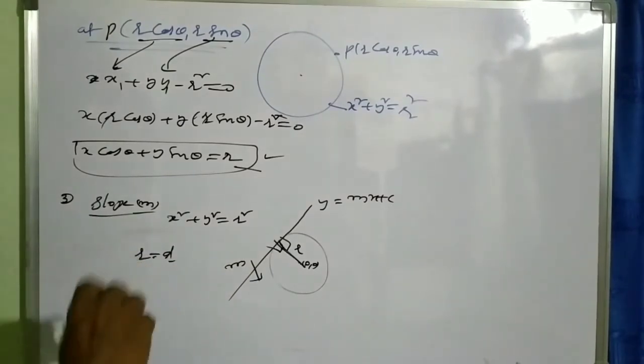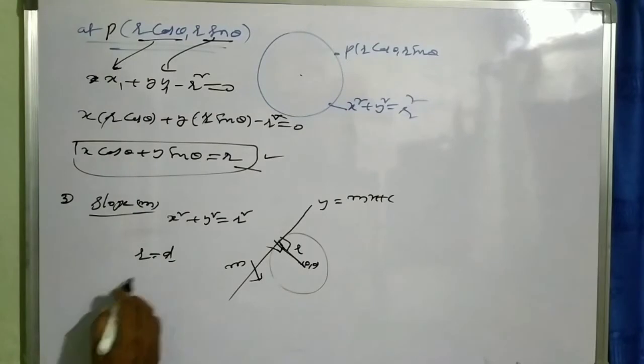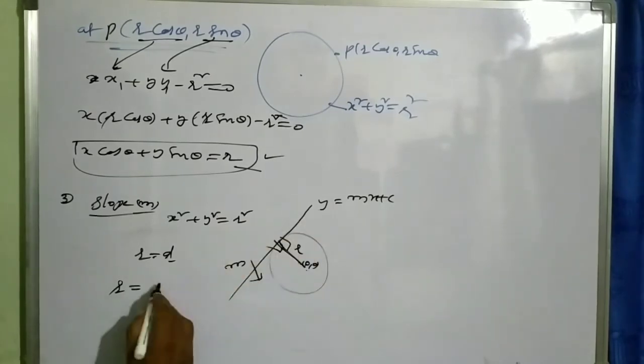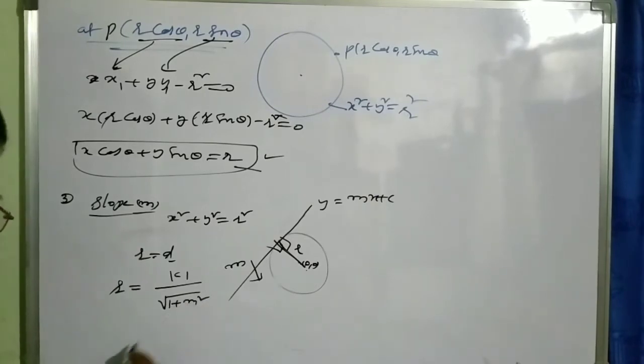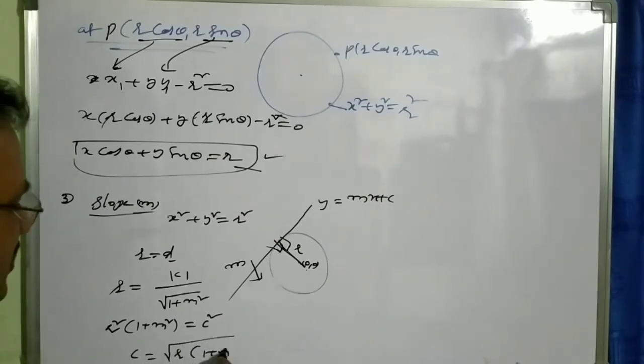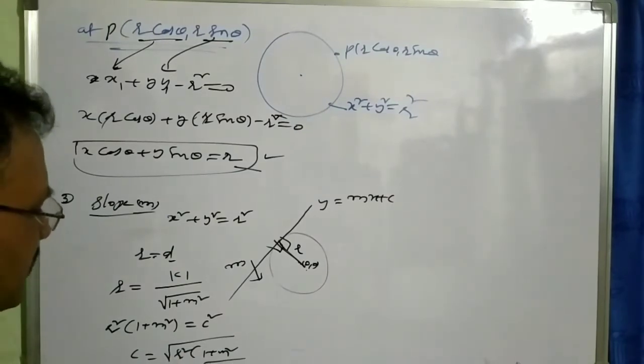In that case, what happens? Here r is equal to d, the perpendicular distance from the origin to this line, that is modulus of c by root over 1 plus m square. So by squaring on both sides, r square into 1 plus m square is equal to c square. So c is equal to plus or minus r into root over 1 plus m square.